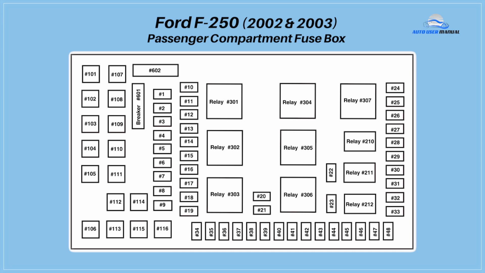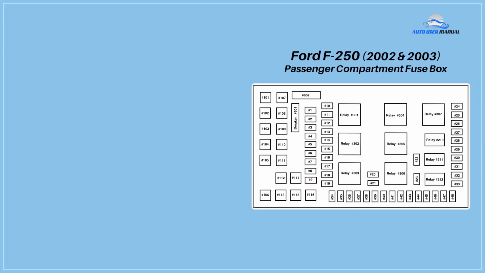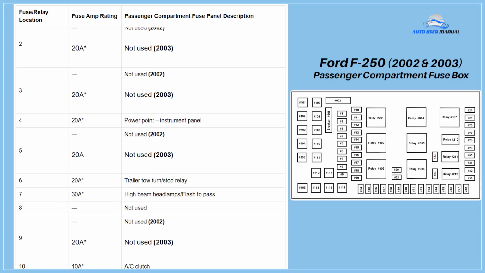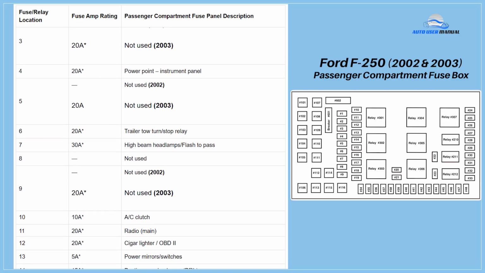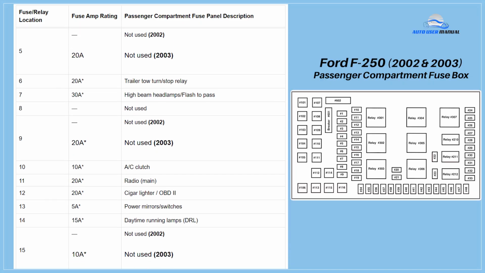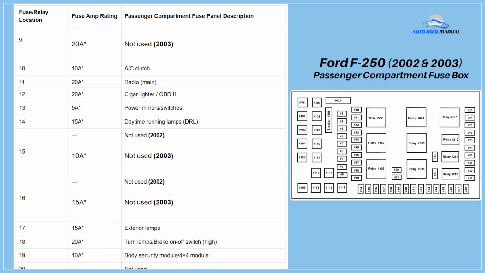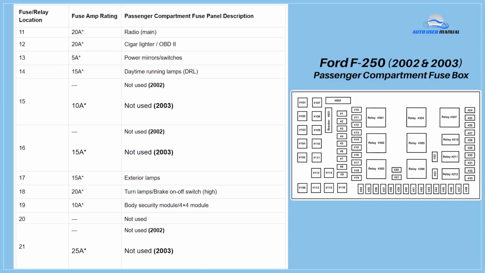The passenger compartment fuse box in 2002 and 2003 Ford F-250 models manages and protects interior electrical systems such as the instrument panel, power mirrors, dome lights, and audio system using multiple fuses and relays.